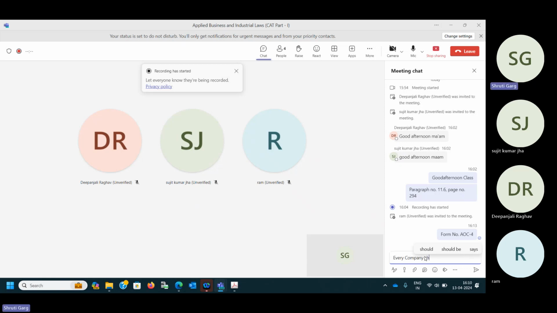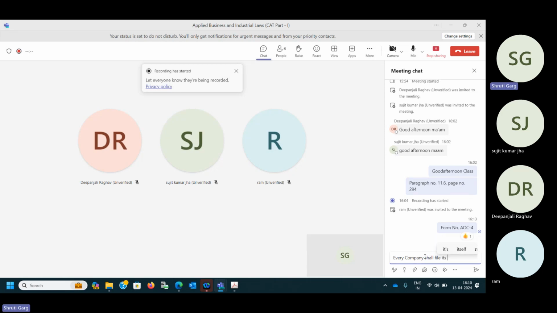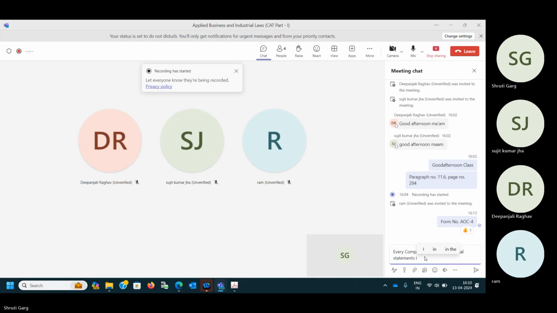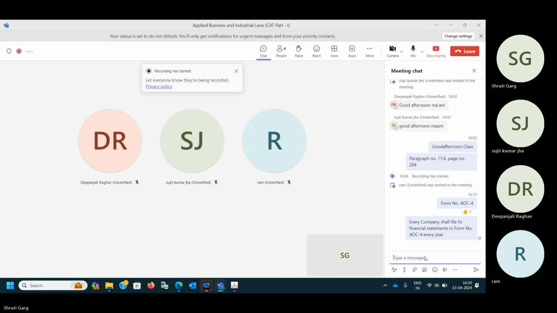Every company shall file its financial statement in form number AOC 4 every year. Clear? And MGT 7. MGT 7 is the annual return.